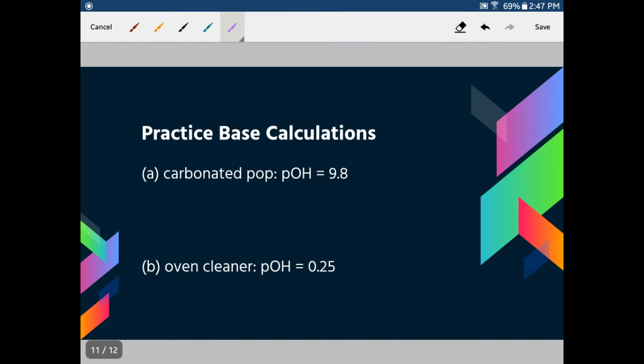Okay, if we carry on to our other examples here, in this case, we're going to be calculating our hydroxide ion concentration, which again is equal to 10 to the exponent of negative pOH. Okay, so in this example here, we have 10 to the negative 9.8. You'll notice that these equations are identical to our pH calculations. We get this equaling 1.6 times 10 to the negative 10.